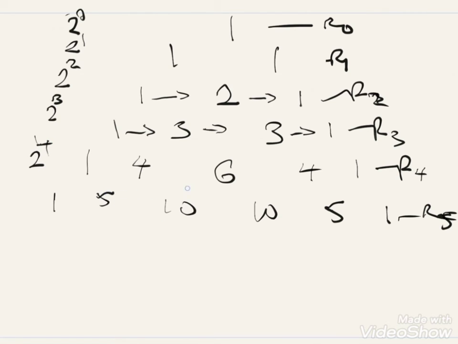Summing all these numbers, 1 plus 4 is 5, plus 6 is 11, plus 4 is 15, plus 1 is 16. So 2 to the power 4 is 16. In the same way, we can have 2 to the power 5. When we sum every entry of row 5, we shall have a particular whole number, and that is what 2 to the power 5 will give us. In the same way, we proceed to row 6, row 7, etc. So this is among the greatest observations of Pascal's triangle.